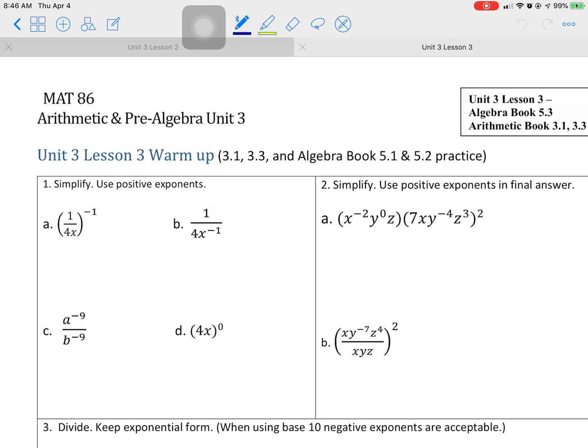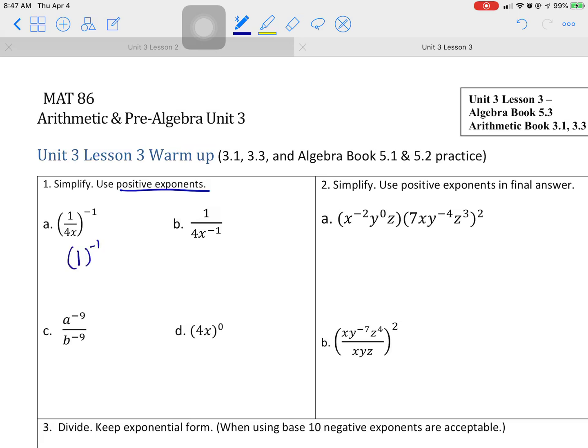All right, so we have Unit 3, Lesson 3 warm-up. All right, use positive exponents. So what do we got here? We can't do anything in the parentheses.